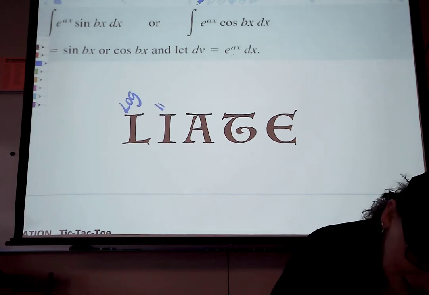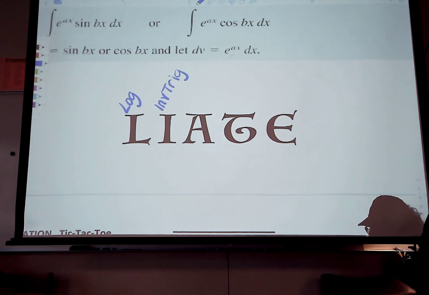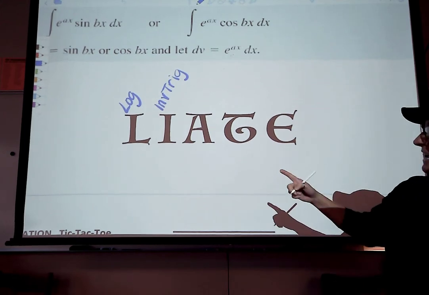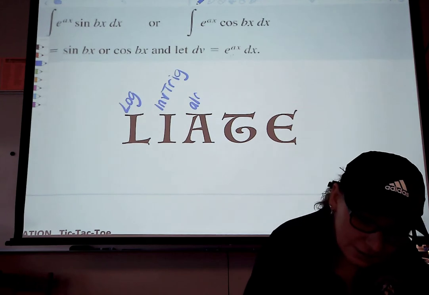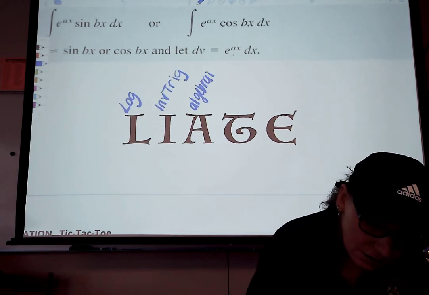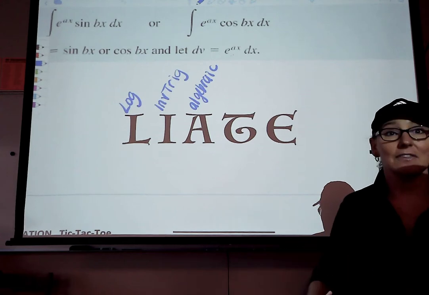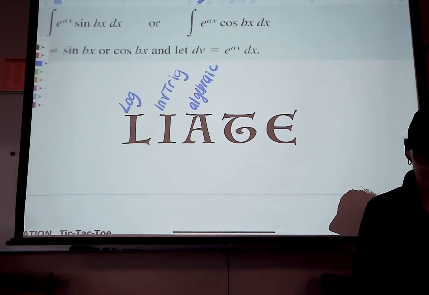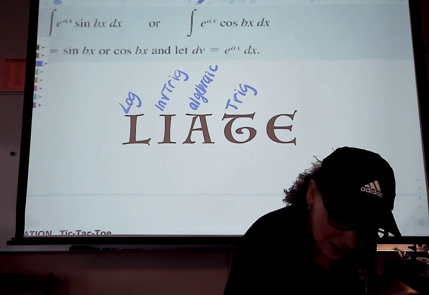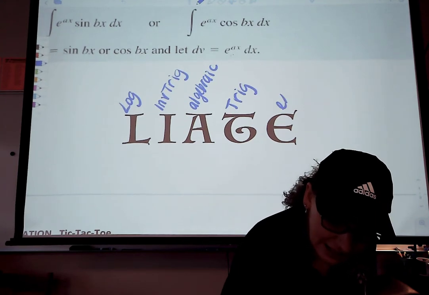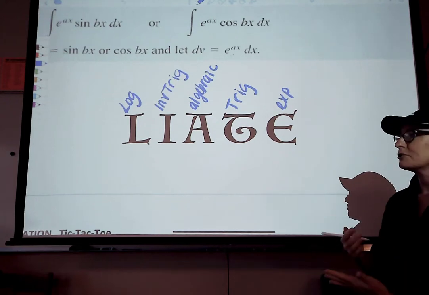So if you've got any inverse trig, and I doubt you will, I'm not going to do that to you, let that be your u. If you've got any algebraic expressions like x squared, let that be your u. Next is any trig. Let that be your u. And they're saying exponential should be your last choice for choosing a u.